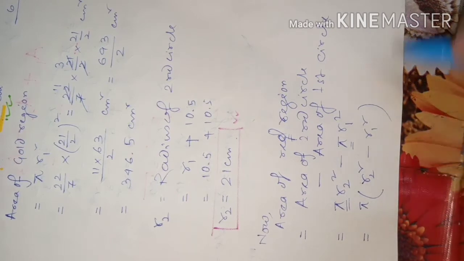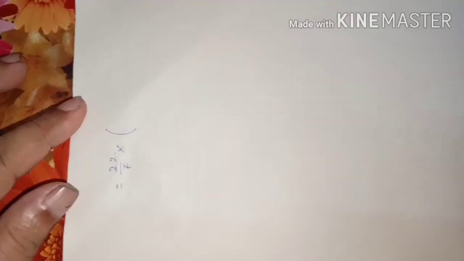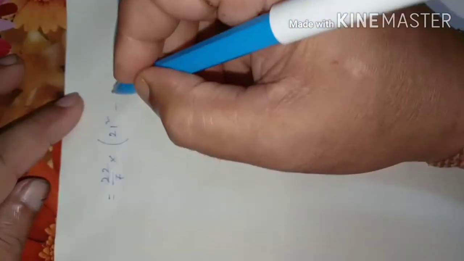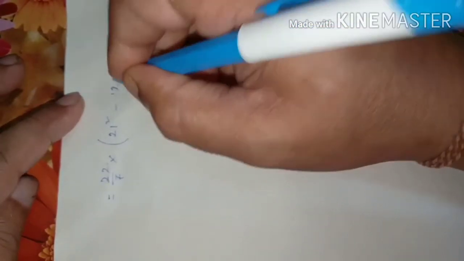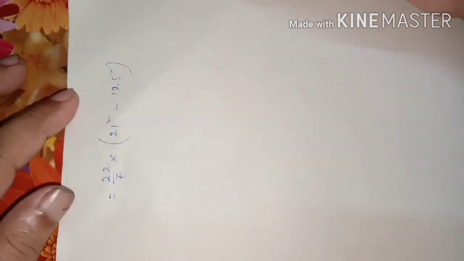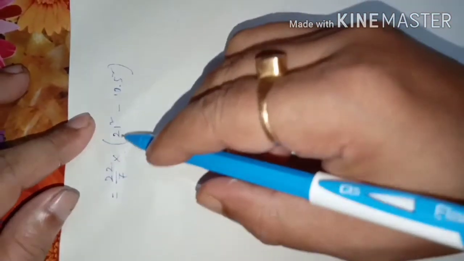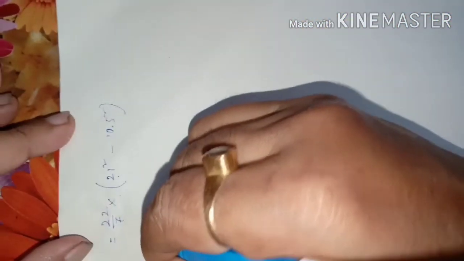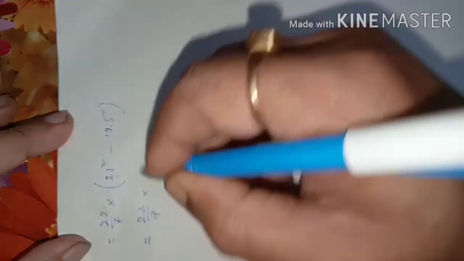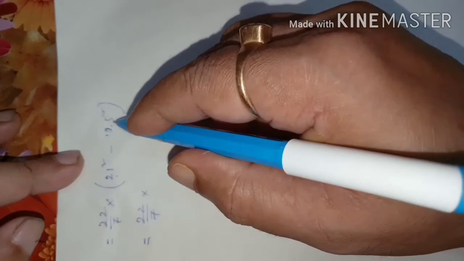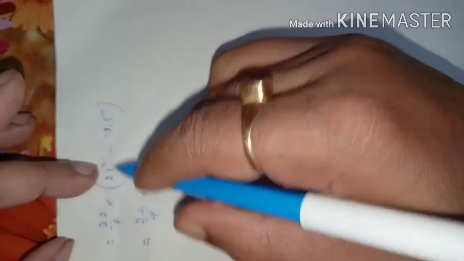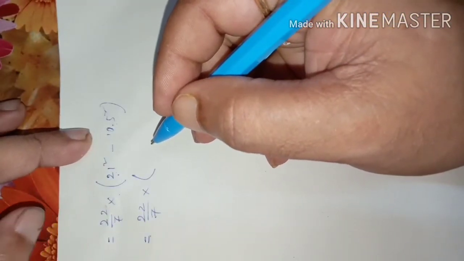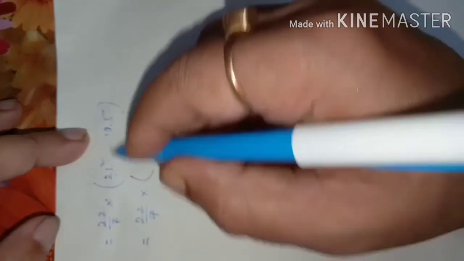Then the pi value is 22/7. R2 is 21 square minus radius 1, that is 10.5 square. Like this you can proceed: pi value 22/7 into R2 21 square minus R1 10.5 square. It is now like a square minus b square form. We can write it as a plus b into a minus b. You know the algebraical formula, so treat it as a square minus b square.